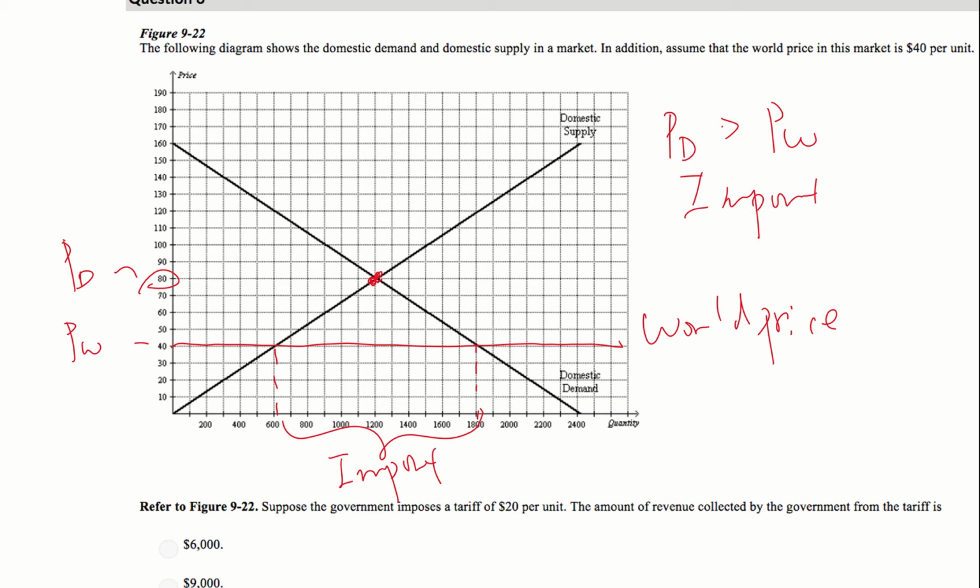So our total consumption on the demand curve is going to be 1800 units, but on the supply curve, our domestic production, our quantity supplied, is only 600 units. Normally we call this difference shortage, but since we have an importing source now, this shortage will be met with our import. So this difference here is our import.